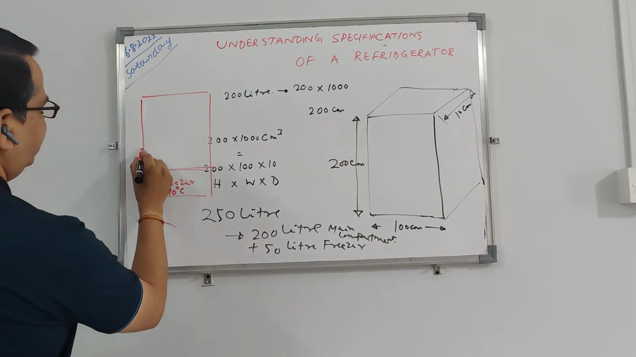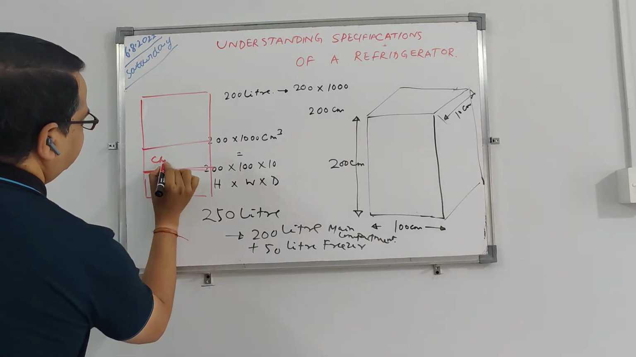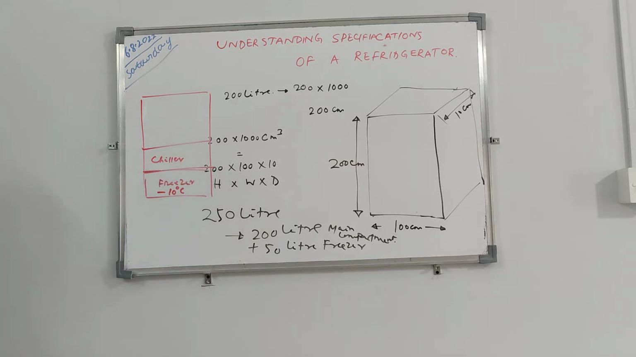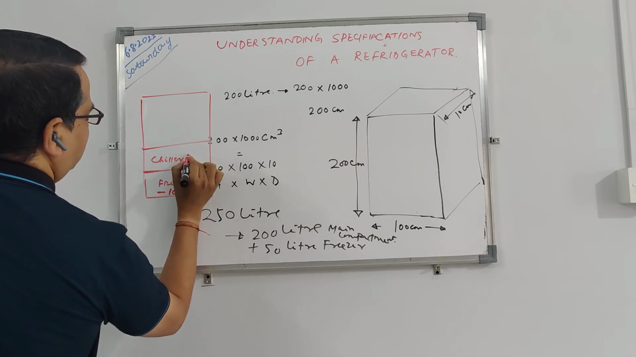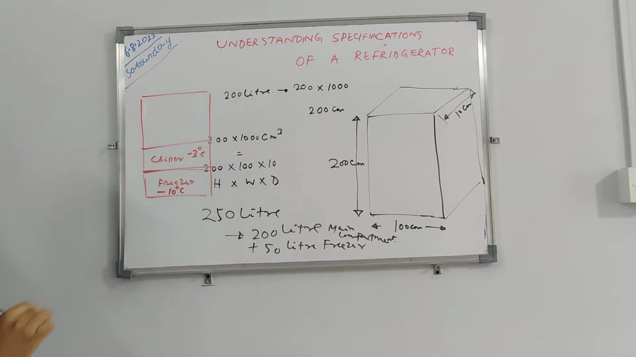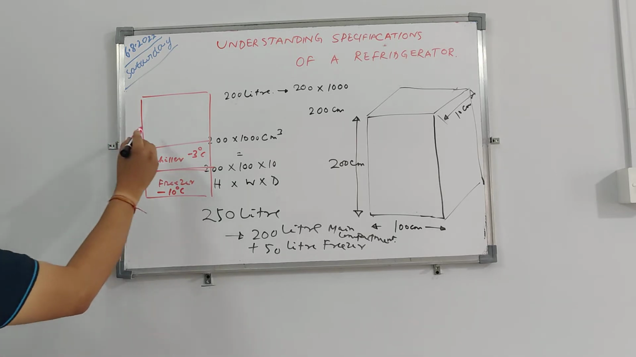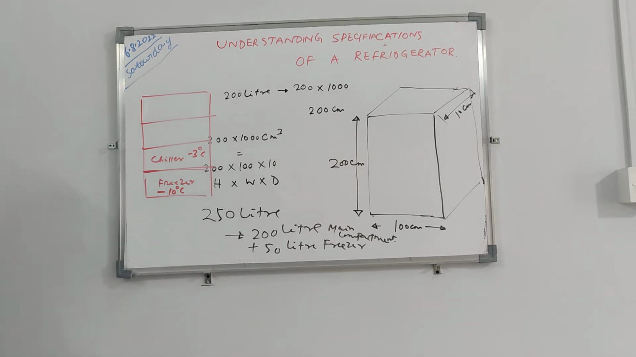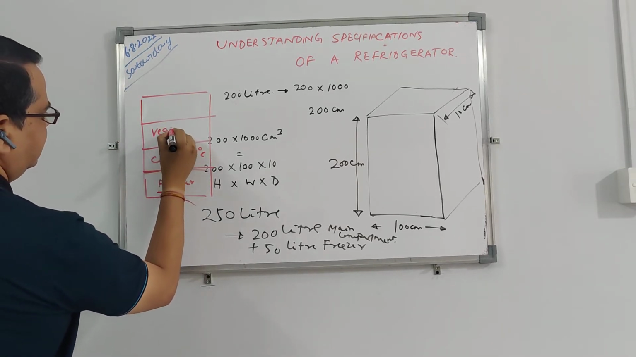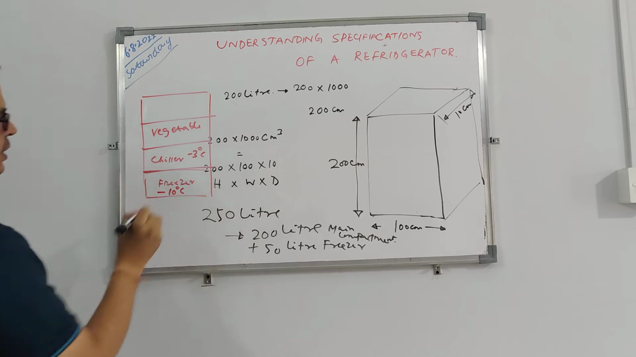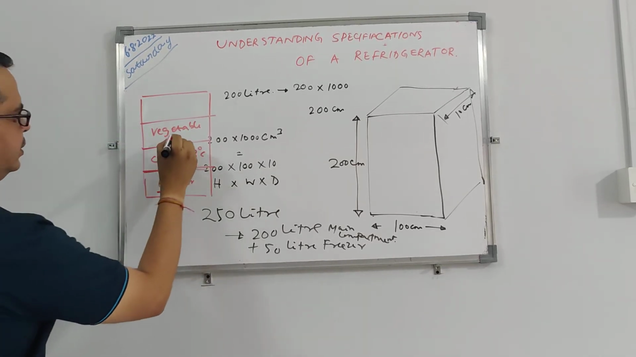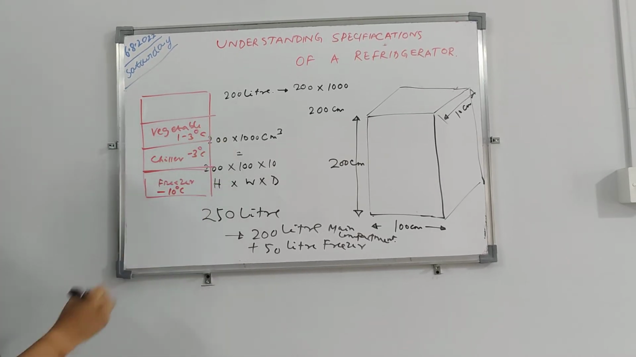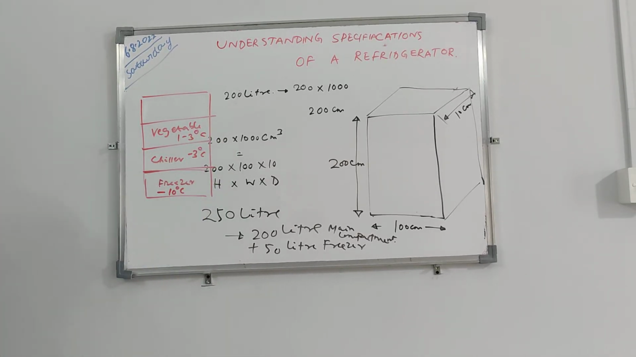Then above the freezer you have what is called a chiller. This chiller is a little above the freezer temperature, which we maintain at say minus 3 degree centigrade or in that range. Then above that you have a vegetable dryer, where the temperature is positive, between 1 to 3 degree centigrade. There you keep your vegetables.